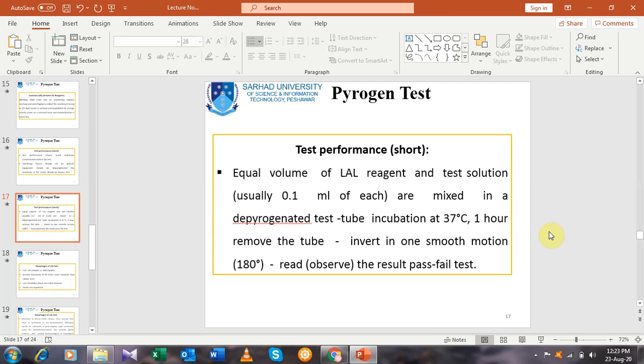How we will observe the result, I have told you in the mechanism: either the proteinaceous gel formation, that is the indication of the presence of the pyrogen or the endotoxin in the product. If there is a lack of proteinaceous gel formation, that means that the sample or the sterile solution under test is free from the pyrogen, and this way we will decide whether the test is passed or failed for the pyrogen.